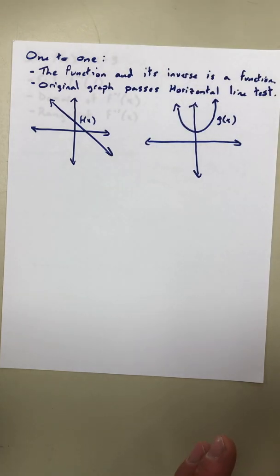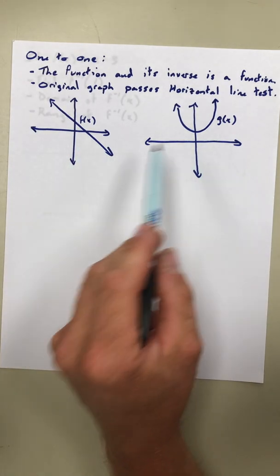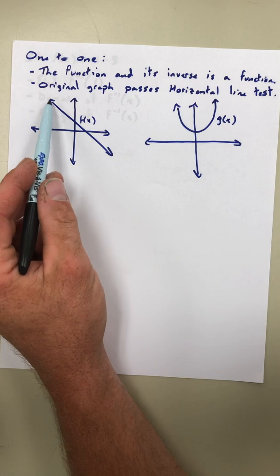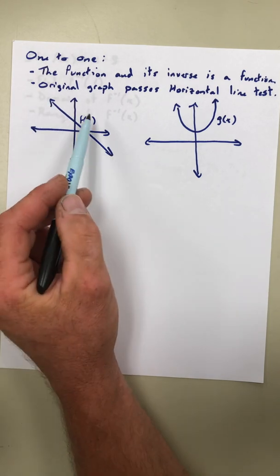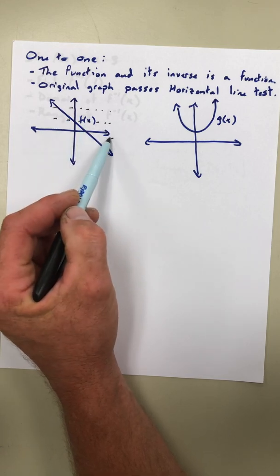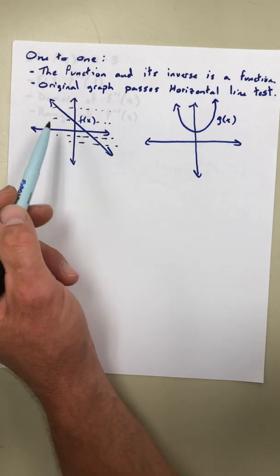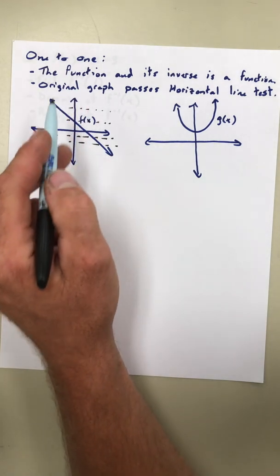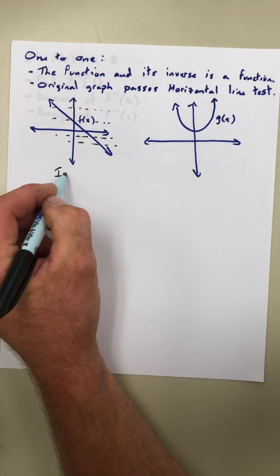Because we're going to go to one-to-one, where a function and its inverse are both functions. If a function's inverse is a function, then the original function is going to pass the horizontal line test. Notice here I have two graphs, two functions. f of x is a linear function with a negative slope, and it doesn't matter where we draw a horizontal line, we're only going to touch it in one place. So that tells us the inverse is a function as well.